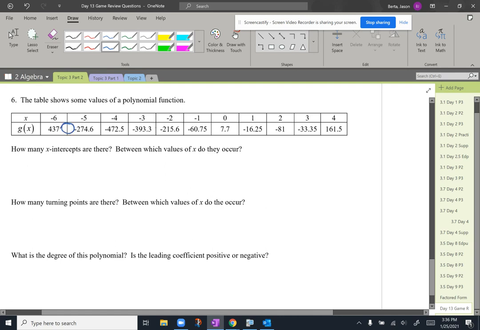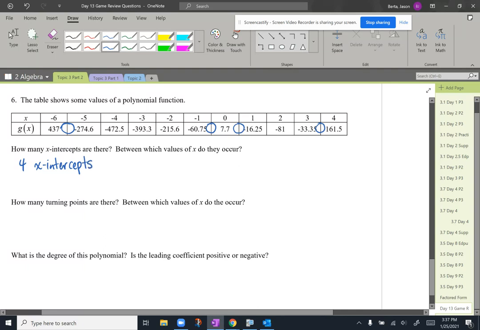Next time we go from negative to positive, it's right here. From positive to negative, we got right here. And then from negative to positive here. So there are 4 times in this table of values where there are x-intercepts. So 4 x-intercepts.